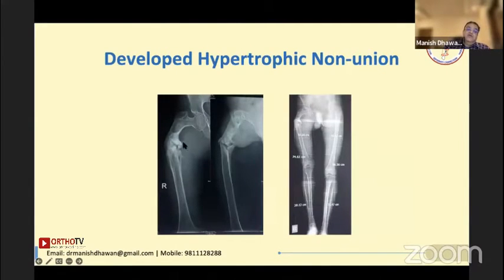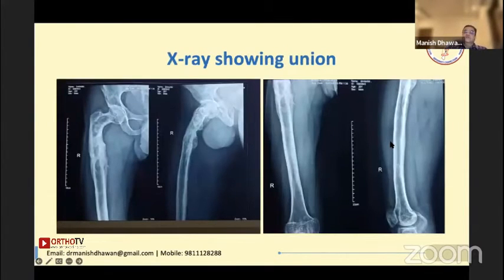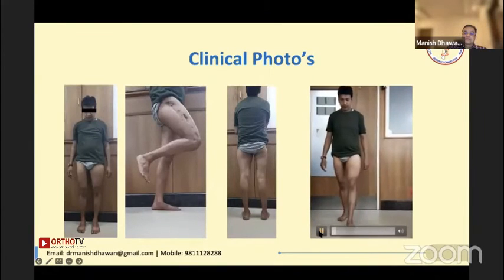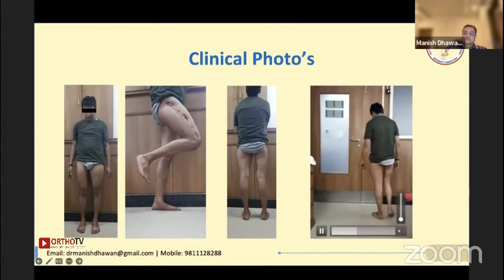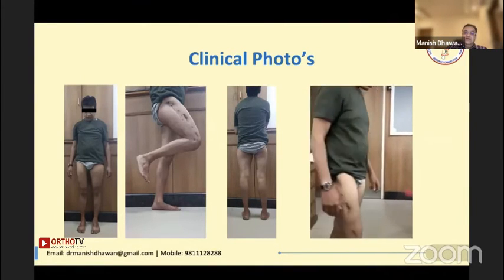Then it went into hypertrophic non-union. You can see this is elephant foot type. This was the situation. I applied Ilizarov, gradual compression and then distraction. I did not bone graft this area. I did a distal corticotomy for limb length discrepancy, and it increased circulation and went into union. Now this boy comes to me after 7 years. This is the situation. We can't even make out that he had surgery 3 times.